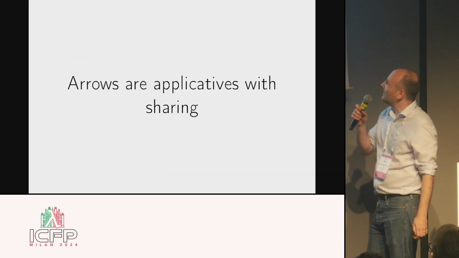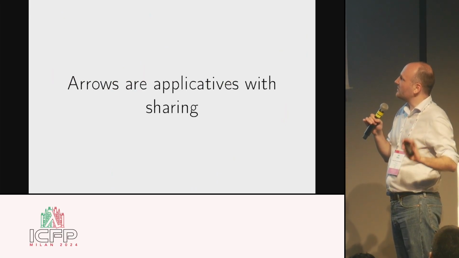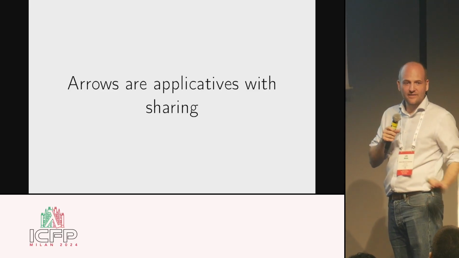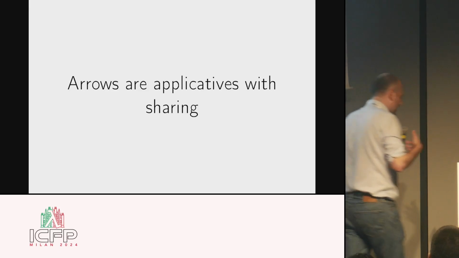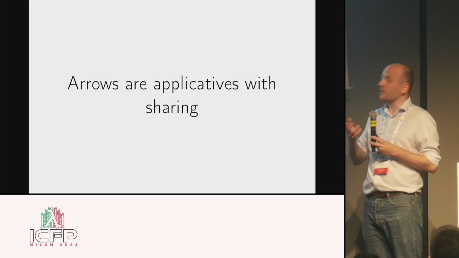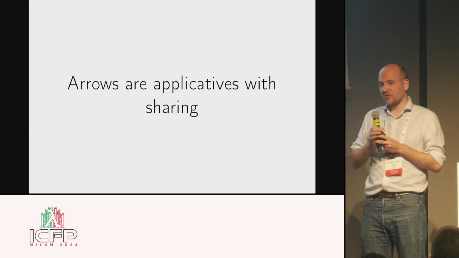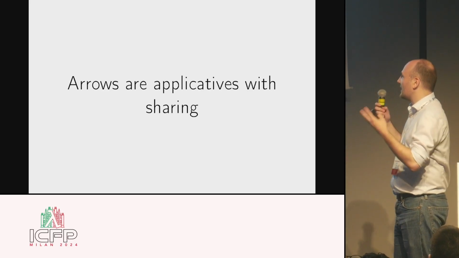So the key point of this, a reasonable way to think about arrows, is that they are applicatives with sharing. That's what's going on there. And the problems with their interface are mostly due to the fact they're fundamentally trying to use an algebraic approach to represent sharing. Algebra is great at trees, it is not great at graphs. And so that's what's causing all of that.